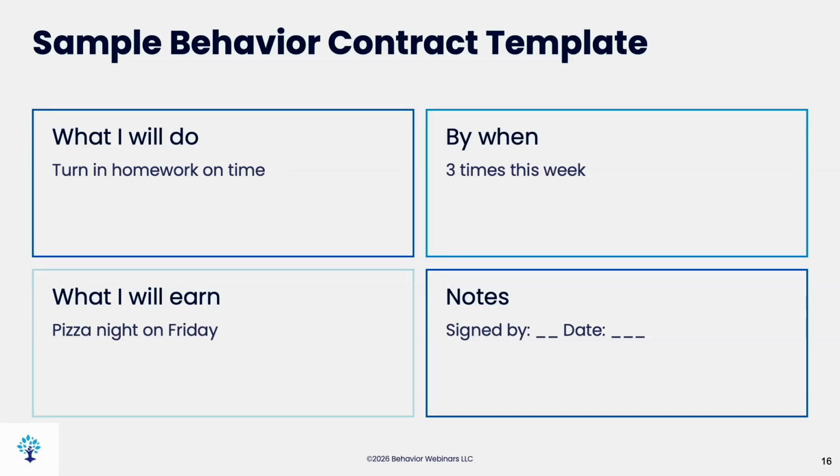Maybe that's acceptable. They have 2 pages of homework and we're just going to work on them turning in 1 page. That's fine, but just make sure it's really clear by when, 3 times this week. That's good. And they'll earn pizza night on Friday, and then we would all sign it. You can make these super simple for younger, less communicative children.